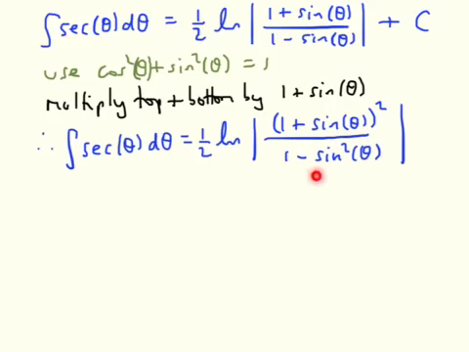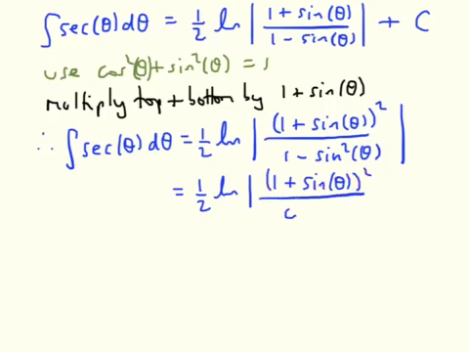Now the denominator here, 1 minus sine squared theta, is cos squared theta, so we can write this as a half the logarithm of 1 plus sine of theta all squared over the cosine squared of theta, plus, I should have written integration constants here, I suppose. And now we see that we have a half here, and then inside the logarithm its argument is all squared. This squared over that squared is equivalent to 1 plus sine theta over cos theta all squared.